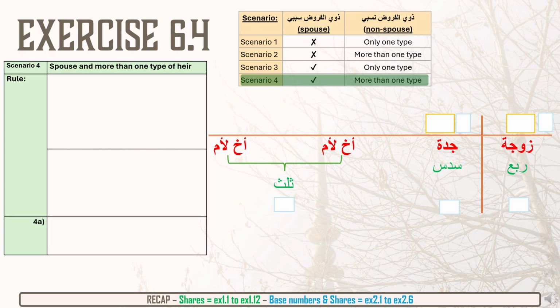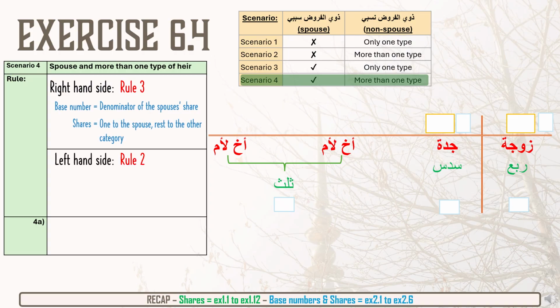So what happens? Well, in theory, we apply rule 2 and rule 3 on either side. On the right hand side for the spouse, we will apply rule 3. Now, if you remember what rule 3 was: make the base number the denominator of the spouse's share. So here the spouse is getting rubu', so we'll make the denominator 4. Thereafter, you give the spouse a rubu' of 4, which is 1, and you write down however much is left next to the radd. So as you can see, once we've completed the right hand side, it will look like 4, radd 3, and the spouse has got 1.